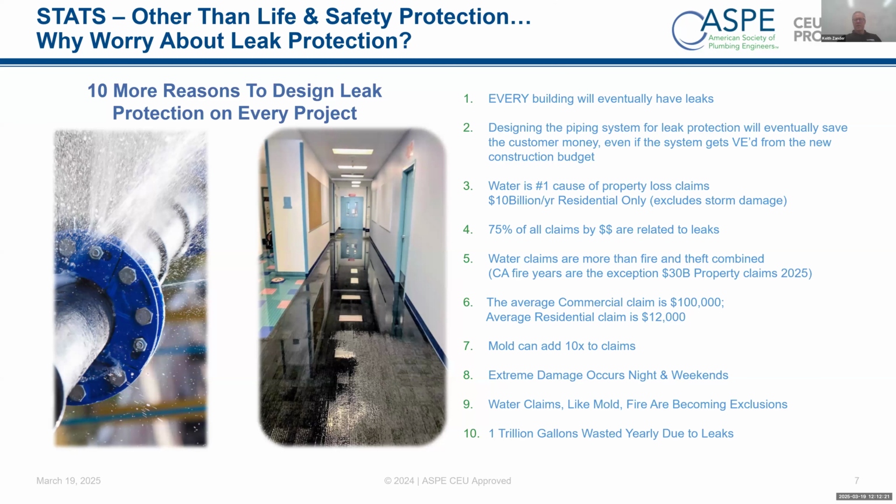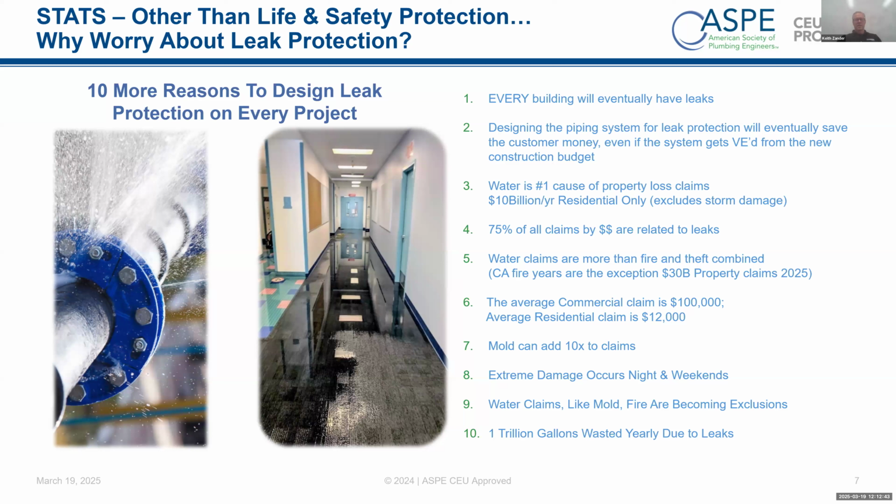I'll break that down a little bit. Average residential claim about $12,000. So here's the thing. If you can at least put an initial simple leak detection system in there, it's going to be less than $100,000 for the simple initial one. And then you can start aggregating that throughout the building. It's going to be more expensive depending on how much you want to protect.